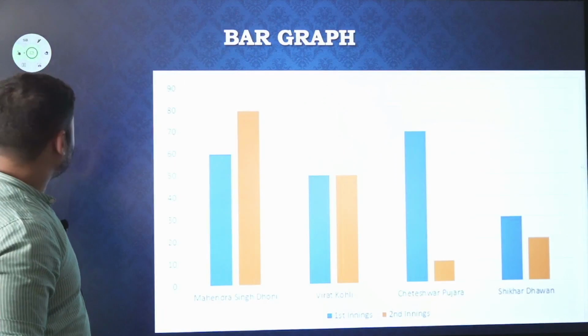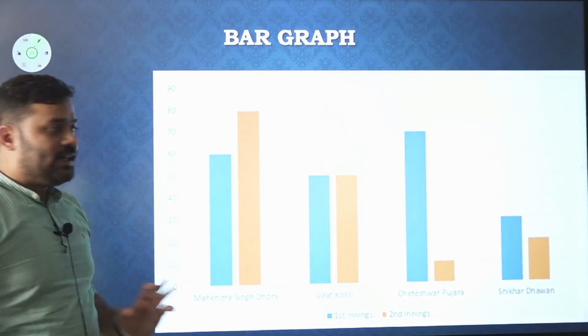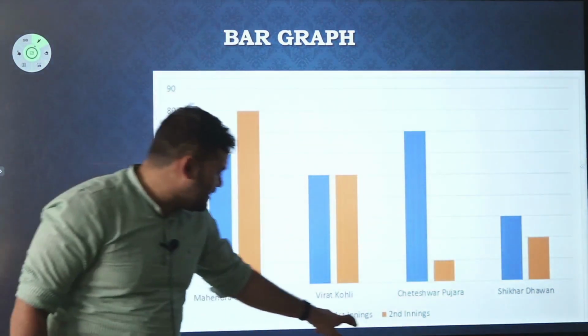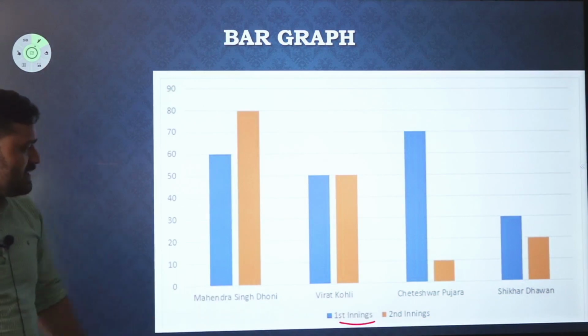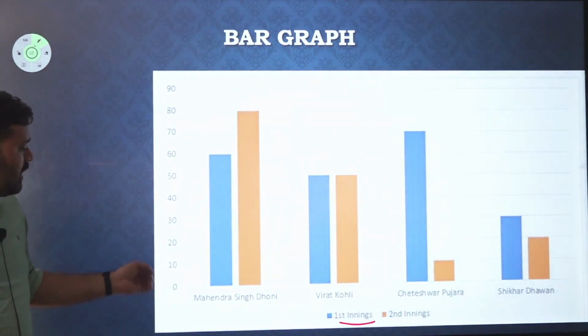Going forward, the next type of chart that we see here is a bar chart. You can see the several bars here. Here, the blue one represents the first innings, and the green and the orange one represents the second innings. Here we have seen the scores. We are seeing the scores of cricketers.